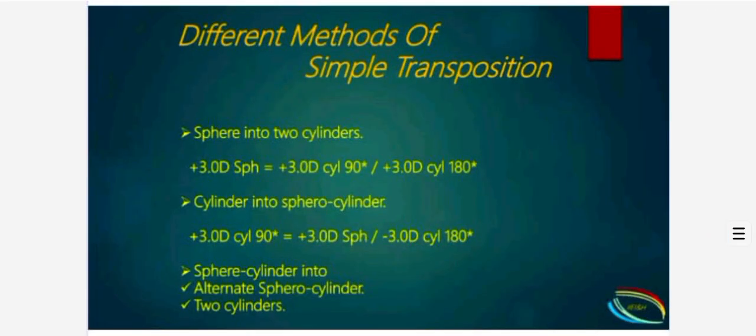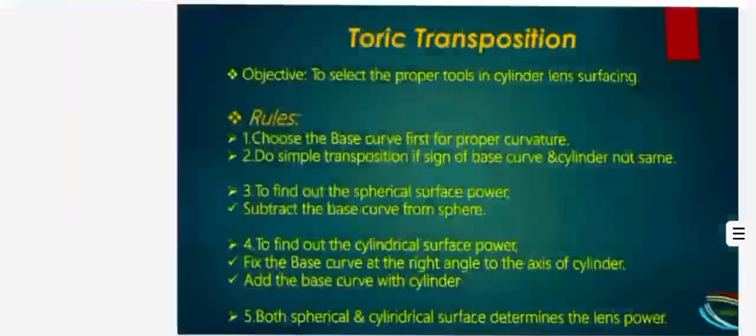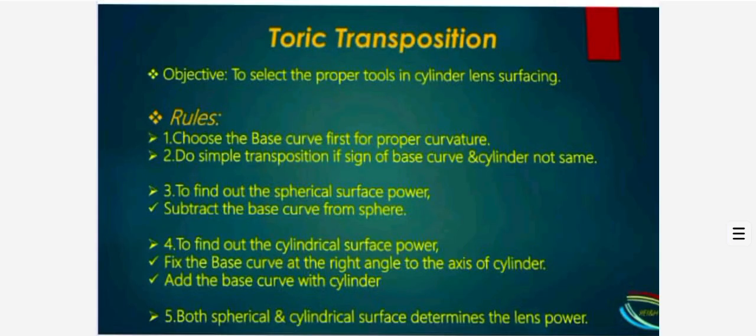Different methods for simple transposition: sphere into two cylinders method, cylinder into spherocylindrical method, and spherocylindrical into alternative spherocylindrical and two cylinders. These are the other methods. Next one is Toric transposition.